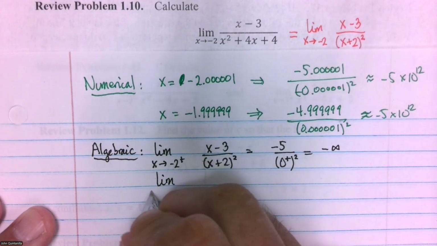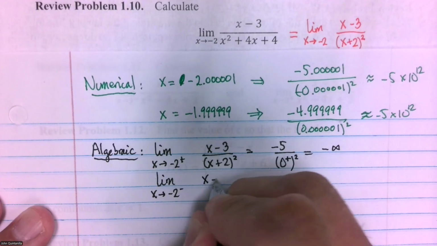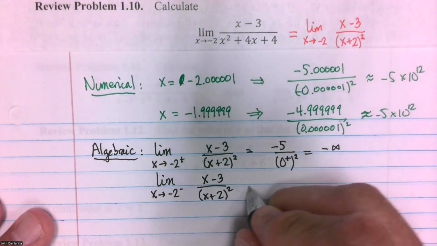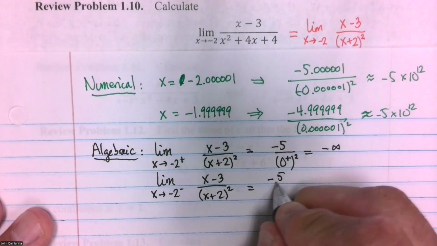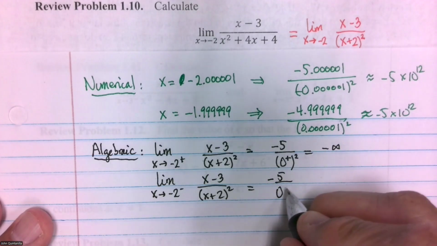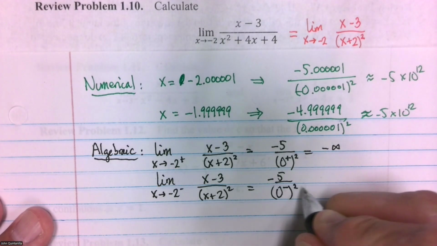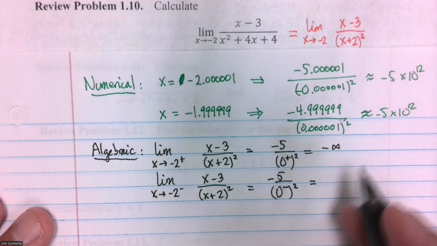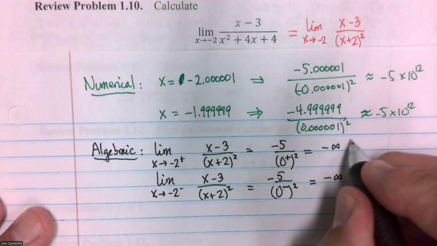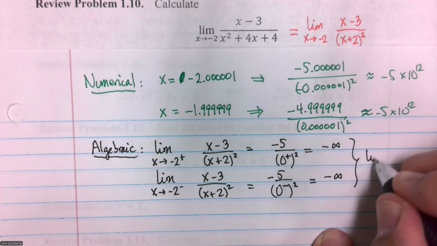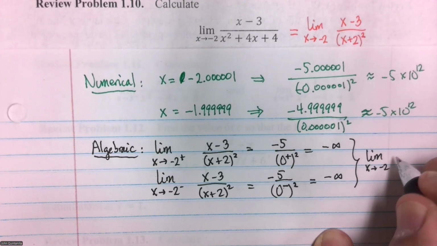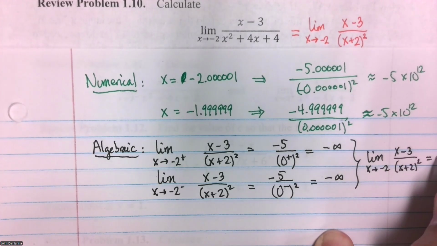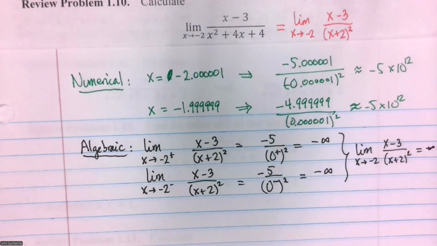Same idea if I take the limit as x approaches -2 from below of (x - 3) over (x + 2) quantity squared. Then I would again have a -5 on top. I would again have a 0 on the bottom, but this time it's 0 in a negative sense, squared, so that's going to be positive. Negative over positive is negative infinity. Because both sides go in the same direction, I would conclude that the limit as x approaches -2 of (x - 3) over (x + 2) quantity squared is equal to negative infinity.